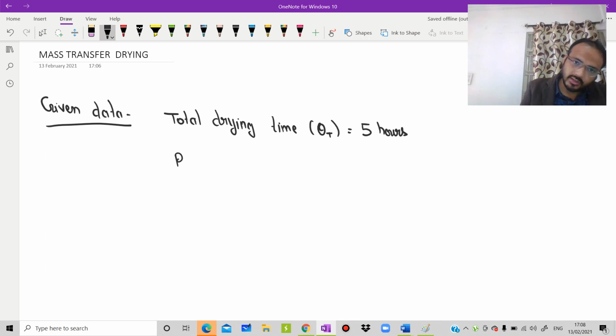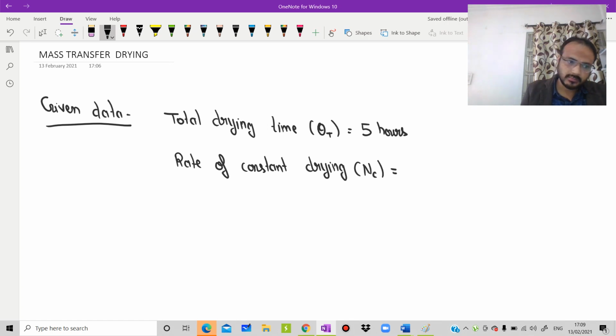Then the rate of constant drying, that is given as NC, that is 2 kg per meter square per hour.